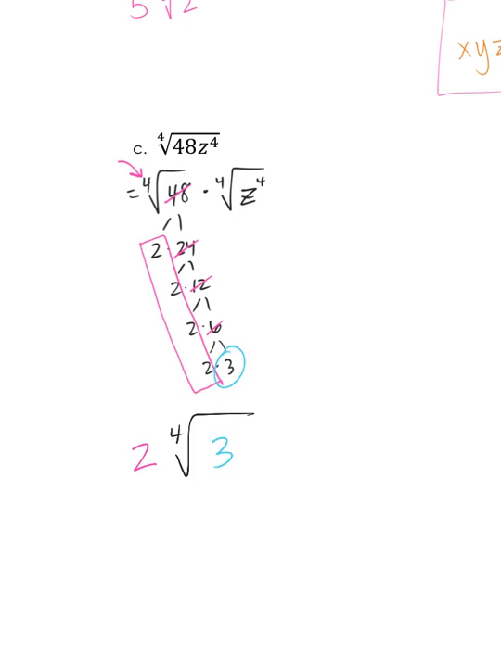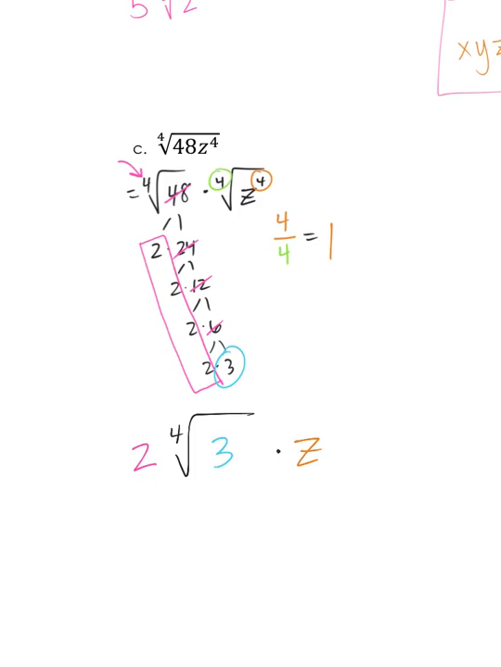Then I'm going to come over to my variable. I've got z to the 4th. Remember, with variables, we're going to take the exponent 4, divide it by the index, which in this case is also 4. So that's going to give me 1 with no remainders. So what that means is I'm going to be able to take a z to the outside. So this is now times z, and I don't have anything that would be left underneath the radical, so I'm just going to leave it like this.